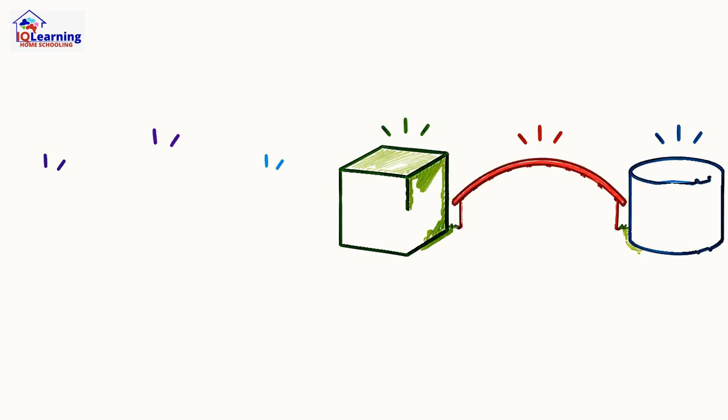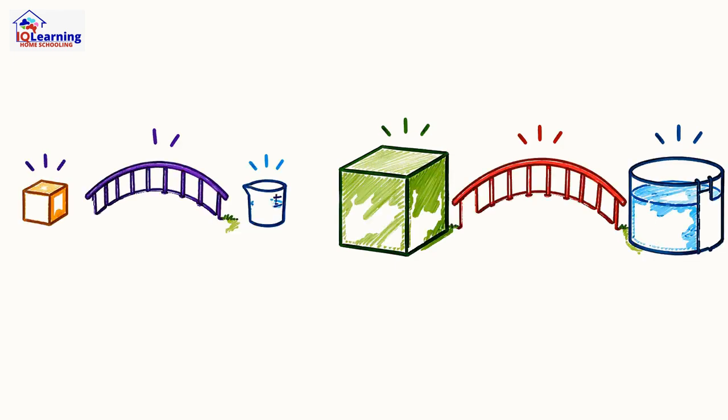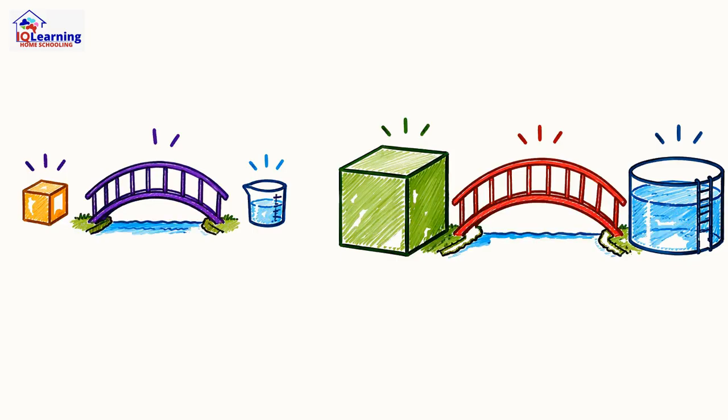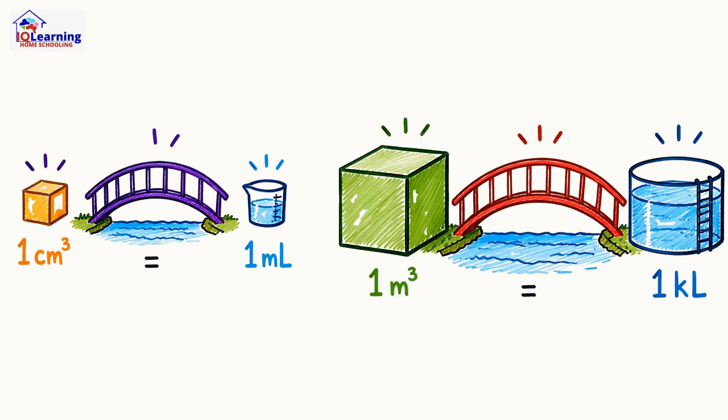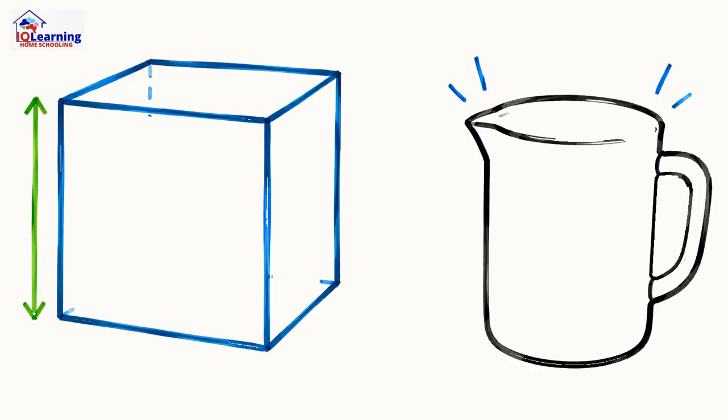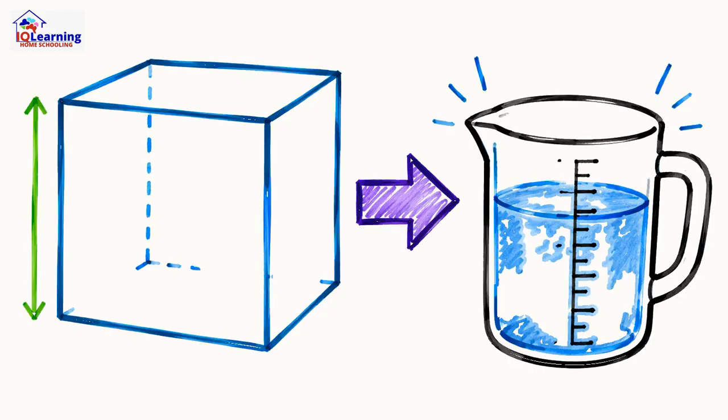So remember the two bridges. Small scale, 1 cubic centimeter equals 1 milliliter. Large scale, 1 cubic meter equals 1 kiloliter. With these, you can translate the abstract world of space into the practical world of what it can hold.